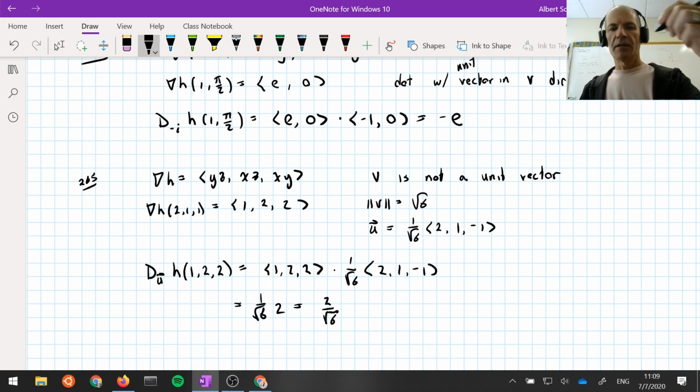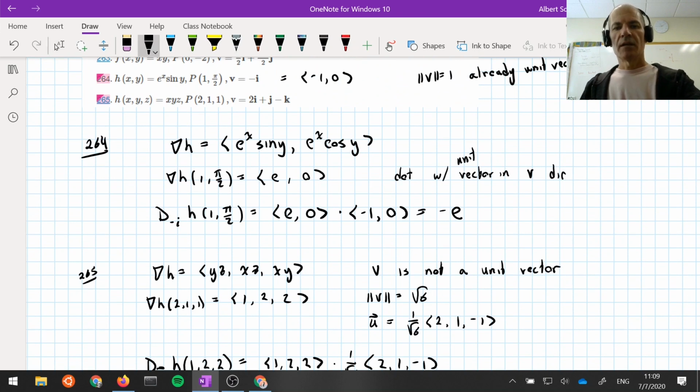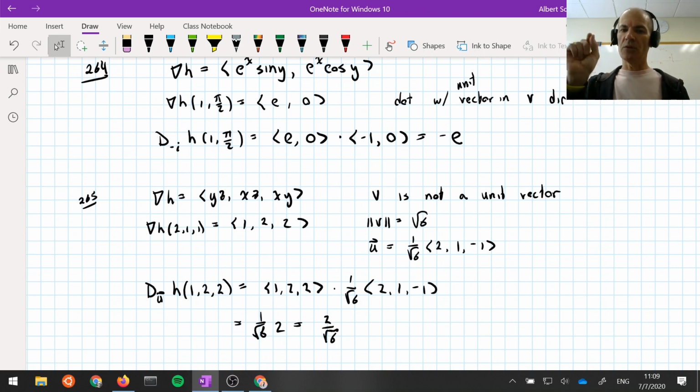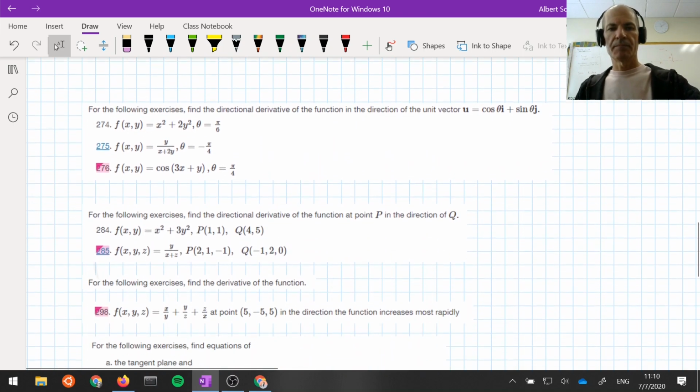What this tells me is for this function xyz, if I'm at the point (2, 1, 1) in space now, in three-dimensional space, and I move in the direction v, the rate of change is going to be positive, and it's going to be 2 over root 6. So we could expect the function values to be increasing if we move in this direction. Harder to visualize, but no less important.